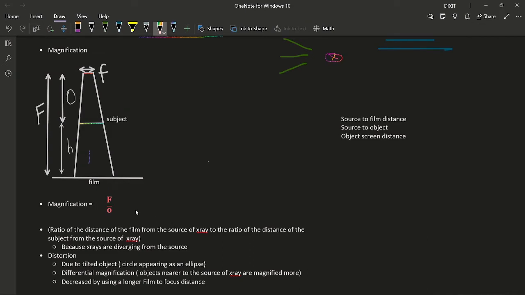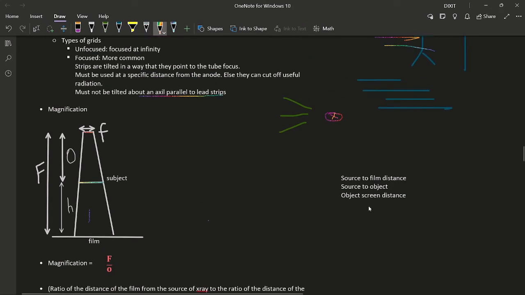Now, the reason why magnification occurs is because X-rays are diverging from the source. If you notice from here, the X-rays are coming in diverging, they are not parallel. If the X-rays were parallel, they would have made a similar size picture of the image. But since they are diverging, the actual image that is formed will be larger.